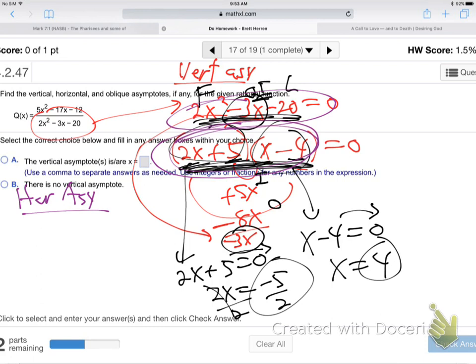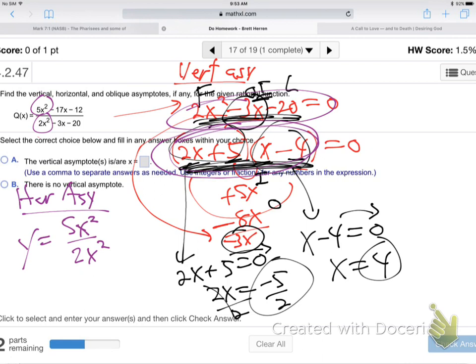So horizontal is in behavior. It's way off to the right. So all that matters is the most powerful term in the top and the most powerful term in the bottom. Everything else is chump change. Doesn't matter. Fades into oblivion. Just the most powerful term in the top and bottom is all that will matter in the end.